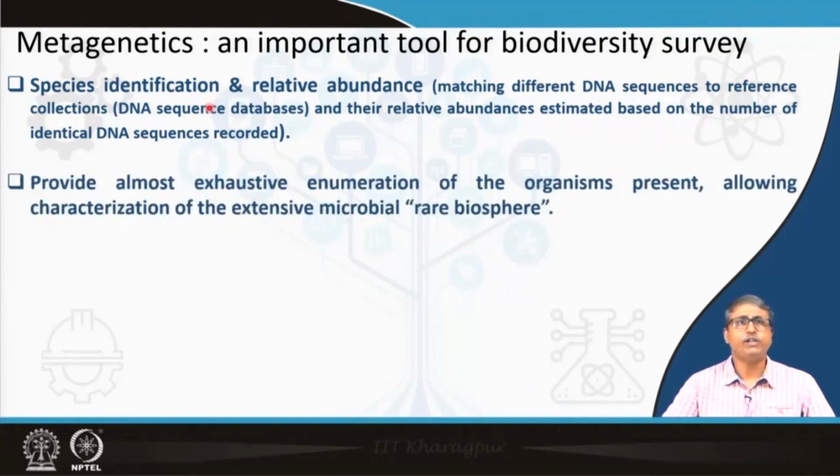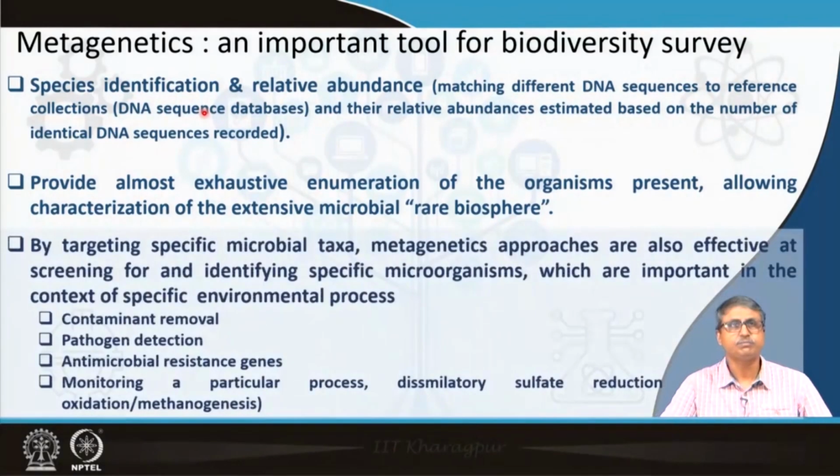Second, to provide almost exhaustive enumeration of the organisms present, allowing characterization of the extensive microbial rare biosphere. Rare biosphere means the organisms which are less abundant. They may be more otherwise, but abundance-wise they are very few. So, if you try to count them, they are not going to be counted because they are not generally present in a simple technique like a clone library or DGGE. Unless you do deep sequencing, you won't be able to catch them.